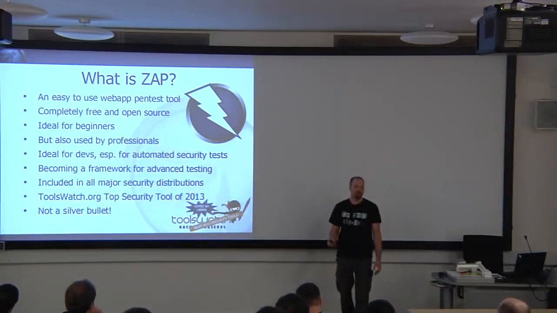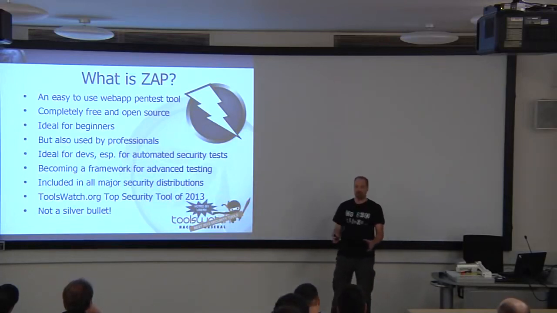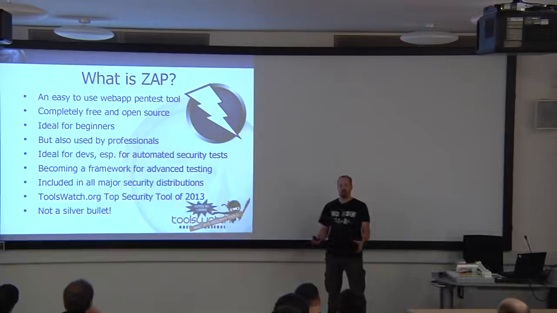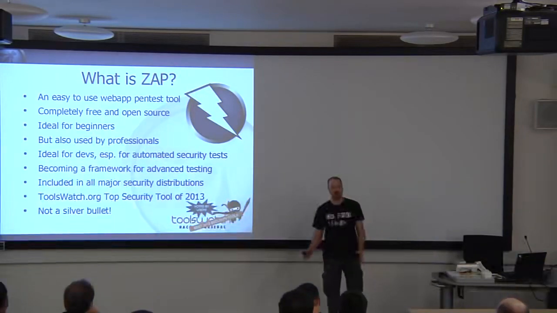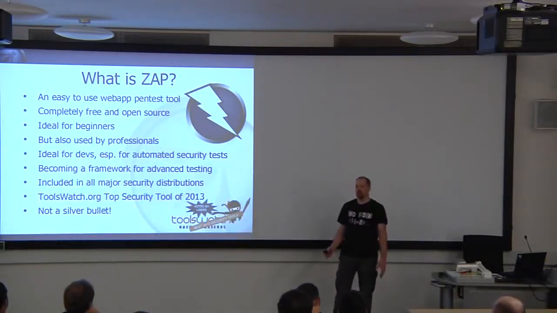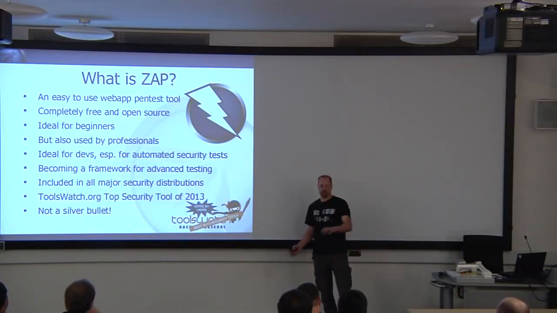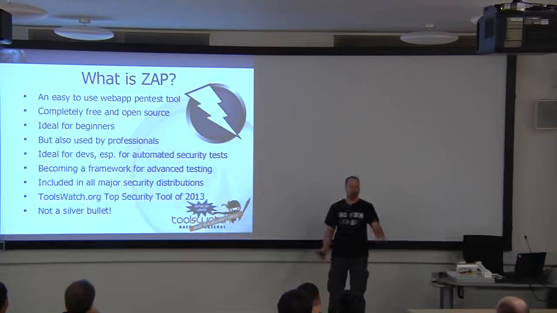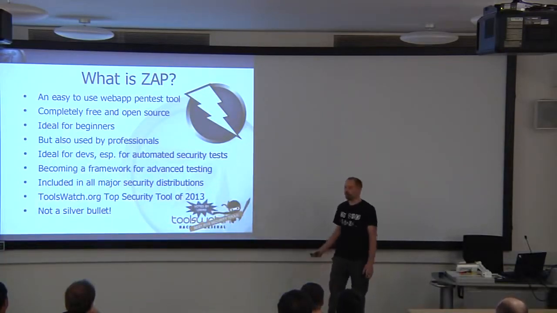But ZAP has now moved a long way beyond that as well. I want to make sure it's still an ideal tool for those of you new to application security, but it's a lot more than that. It is used a lot by professionals. We use it within the Mozilla security team, but I know a lot of professional pen testers who use it as one of their tools. But it's also ideal for use in a continuous integration environment, so for developers to automatically do security tests on their applications while they're developing them. That's something I've talked about before. I won't be going into that in any detail this time.